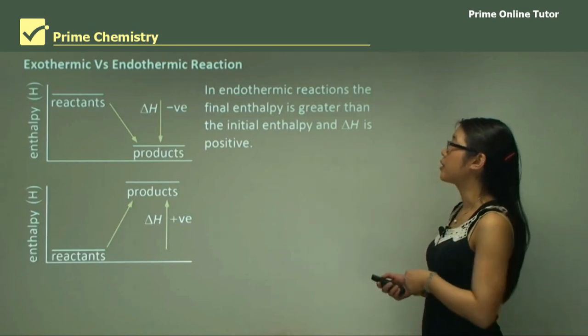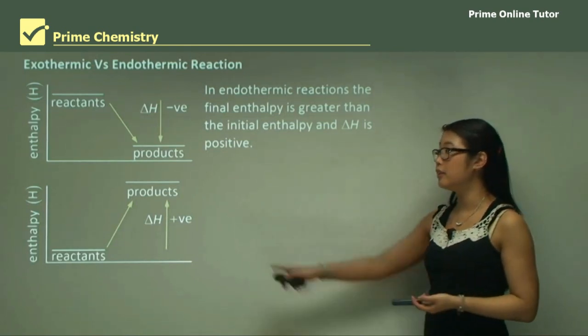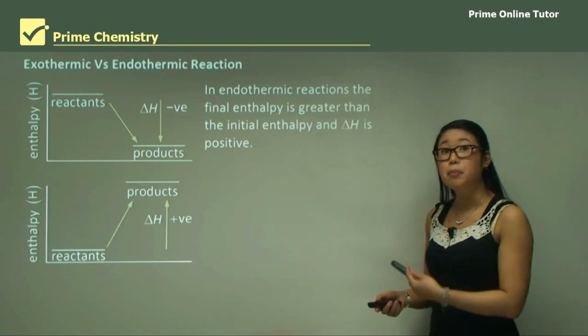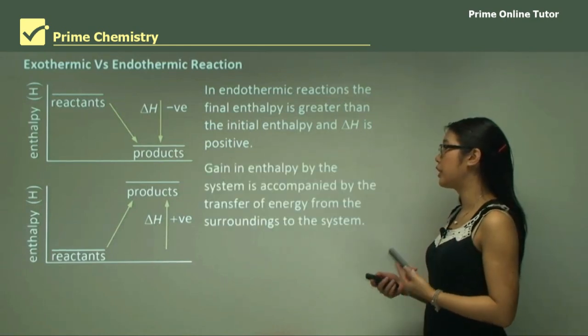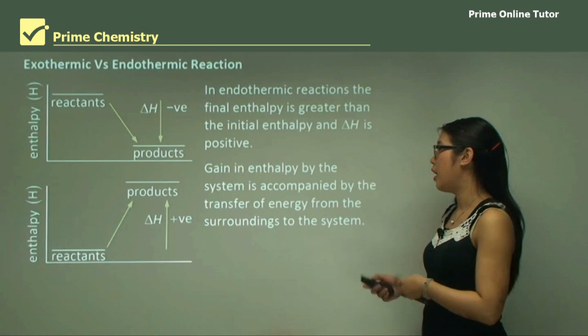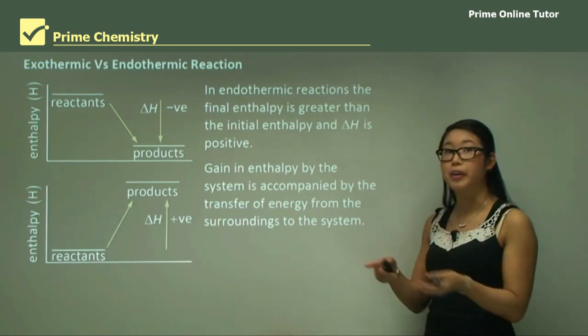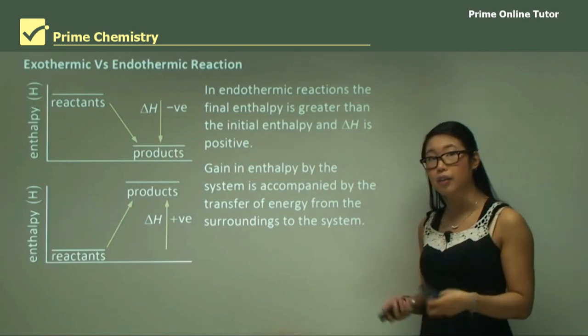In endothermic reactions, the final enthalpy is greater than the initial enthalpy, and the delta H is positive. So to gain in enthalpy, the system is pulling in the heat from outside, and there is a transfer of energy from the surroundings into the system. So pulling it from out to in.